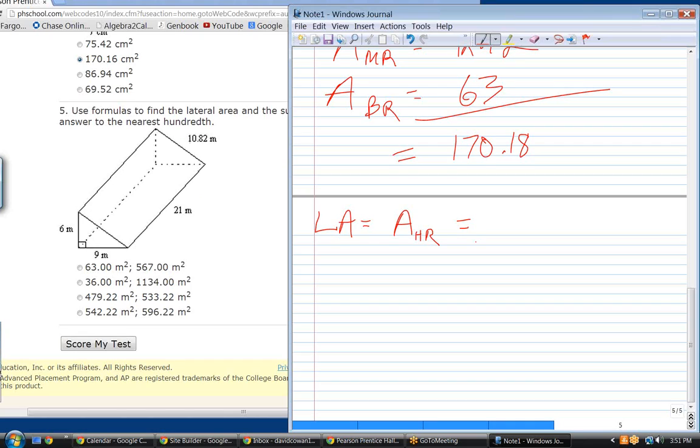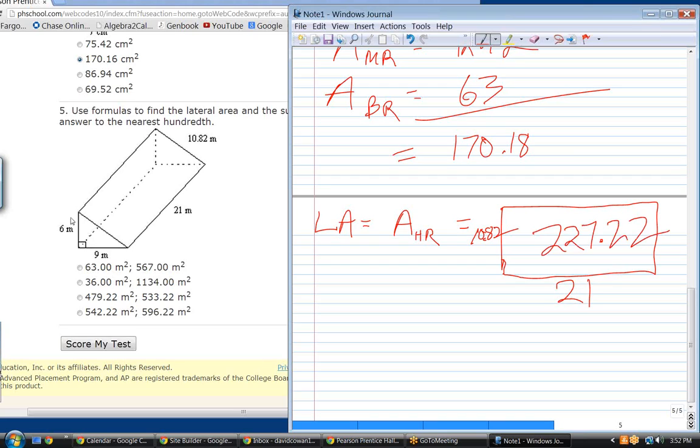Alright, so 10.82 times 21. In other words, let's make sure you're seeing this rectangle. Here's the 21, and here's the 10.82. Alright. So the area is base times height. What's 10.82 times 21? Uh, 227.22.